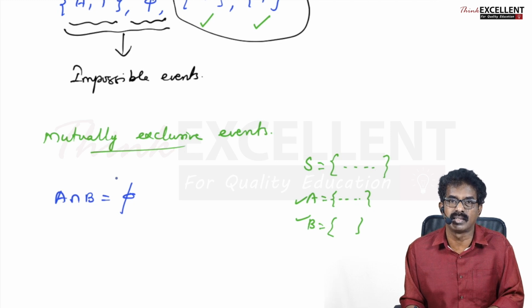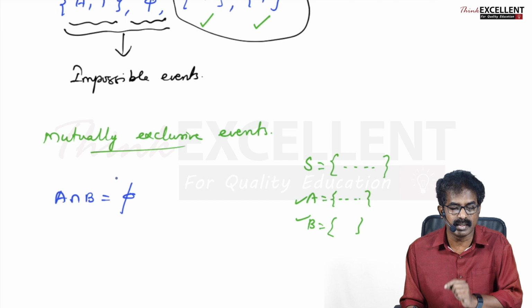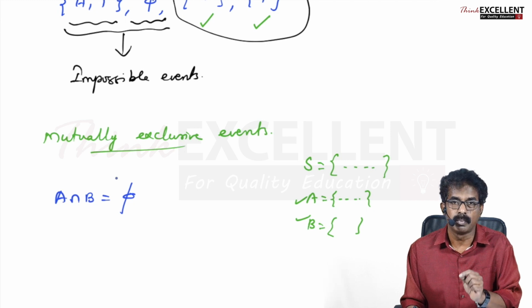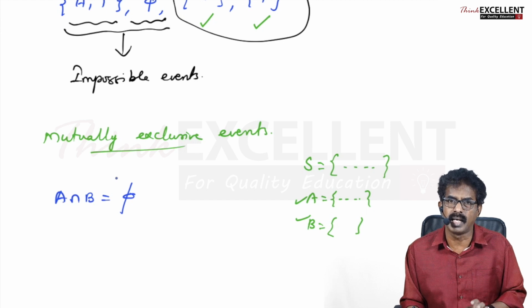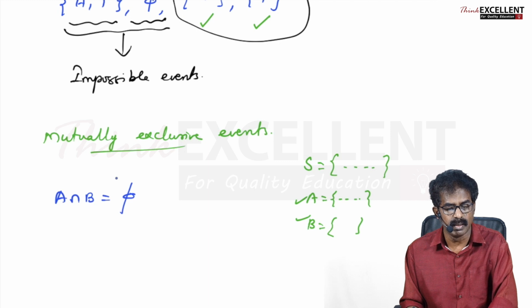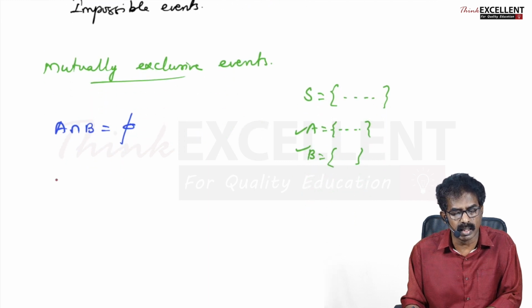In sets, we call it disjoint, and in probability, we call those events as what? Mutually exclusive events. The meaning: nothing is common. A intersection B is what? Empty set, okay? And there is another one that will also help you.